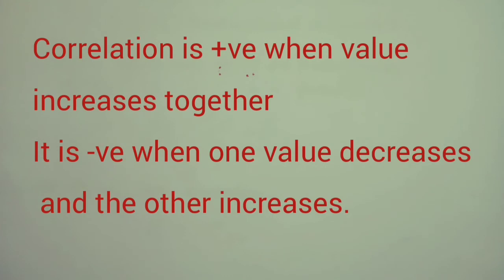Correlation is the value which increases together. That means both of the values are going in tandem together. So co with together and relation. And correlation is negative when one value decreases and the other value increases.